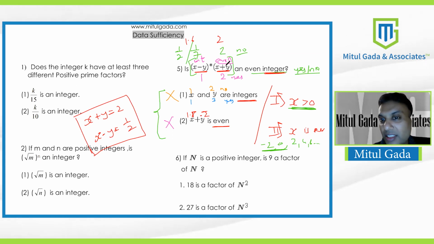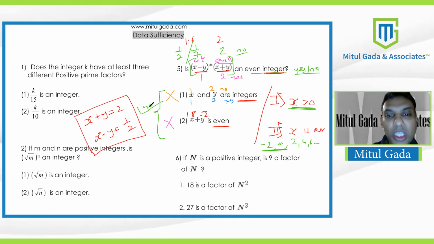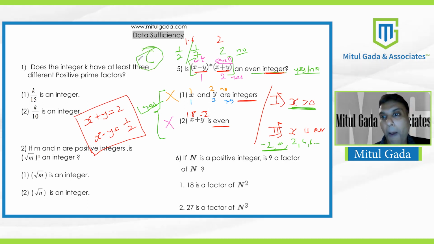Fine. If x and y are integers, and this is even into an integer, it will always be even. After combining, you get a unique answer of yes. After combining, so C becomes the answer and not B. B is a trap answer in this question, for those students who think even into anything is always going to be even. And this is how your rough work should look like, more or less.